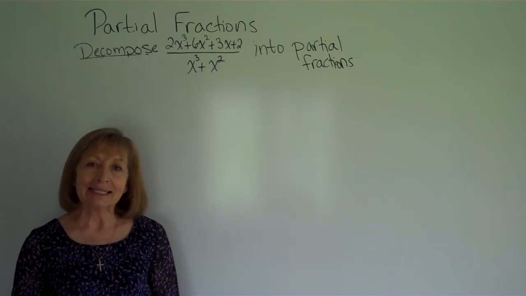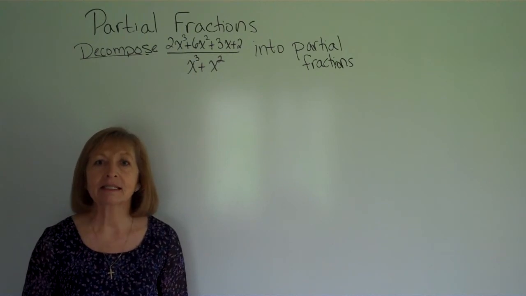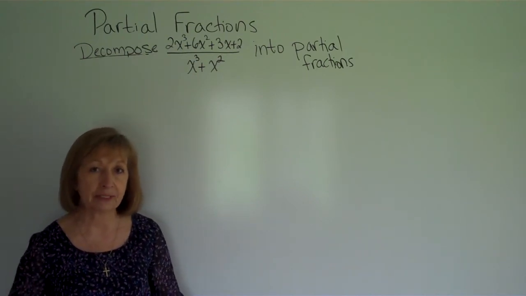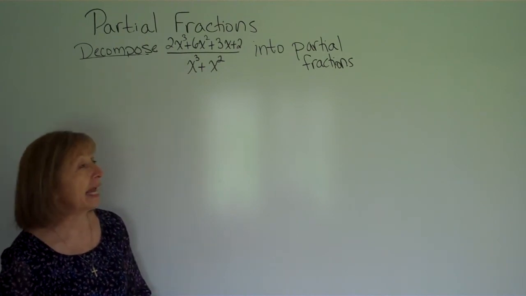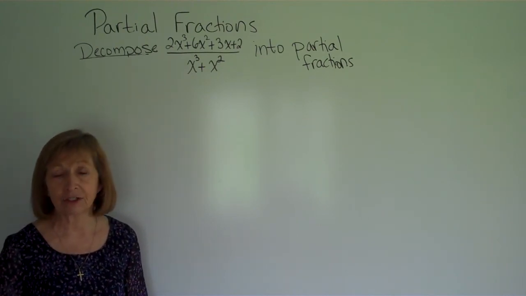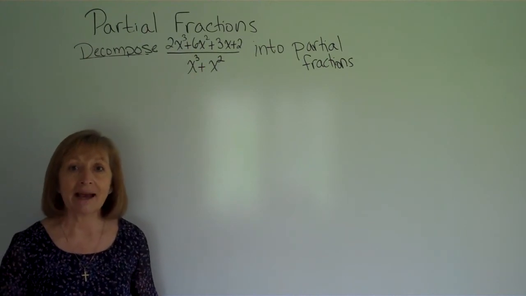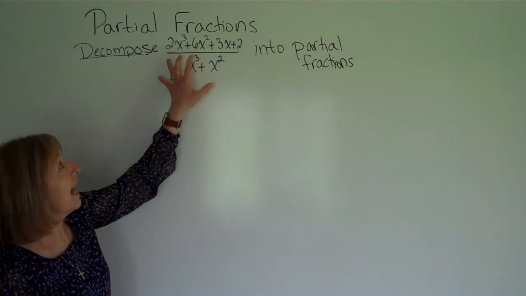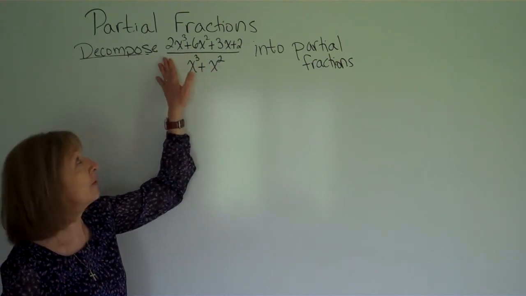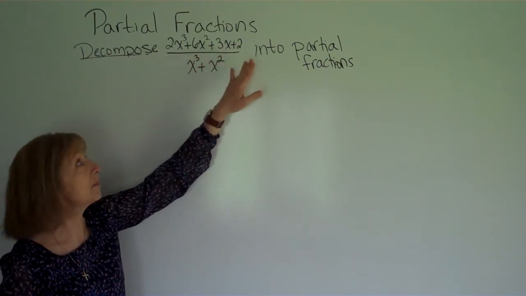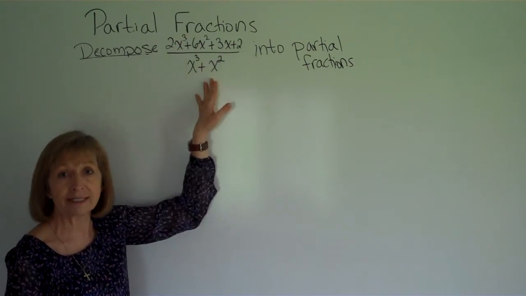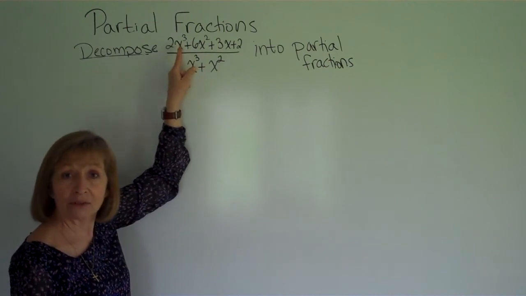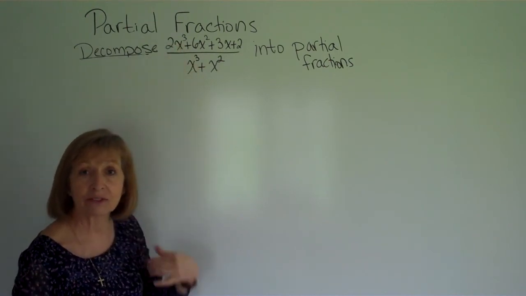For my last example of partial fractions, decomposing a fraction into the individual fractions with lower degree denominators that would be added or subtracted to create that fraction, we're going to do one that needs to have the division process done in the start. So here I have decomposed 2x to the third plus 6x squared plus 3x plus 2 over x cubed plus x squared.